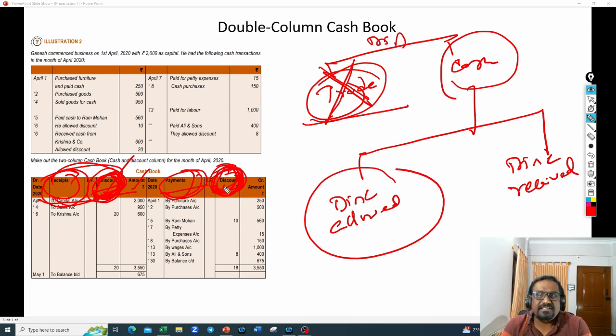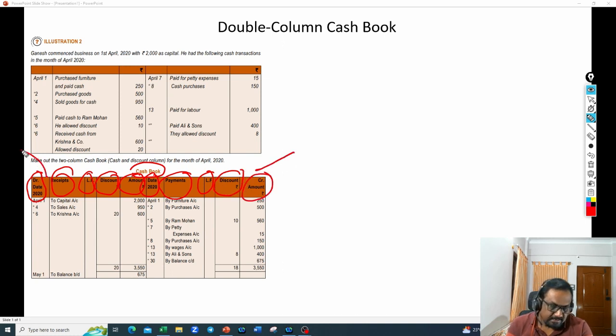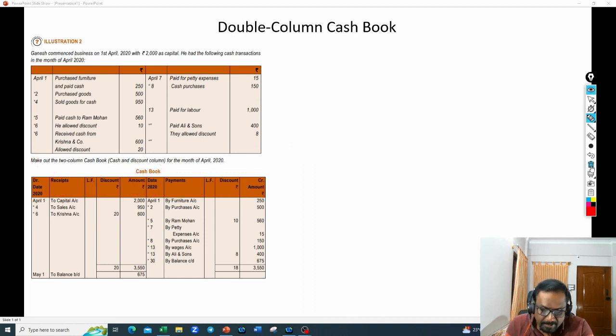You really enjoy the subject. Clear? Now, this is what the double column cash book talks about. Here, the specimen says date, receipts, LF number, discount allowed, and this is the cash amount. Date, payments, LF number, discount received, and amount. This is the credit side, this is the debit side. That's all. Very simple. Now we go to the problem and work upon it.